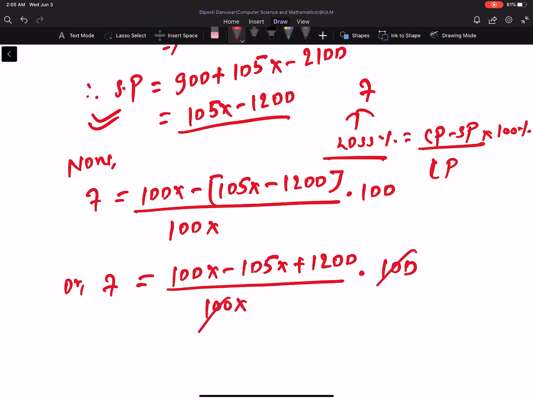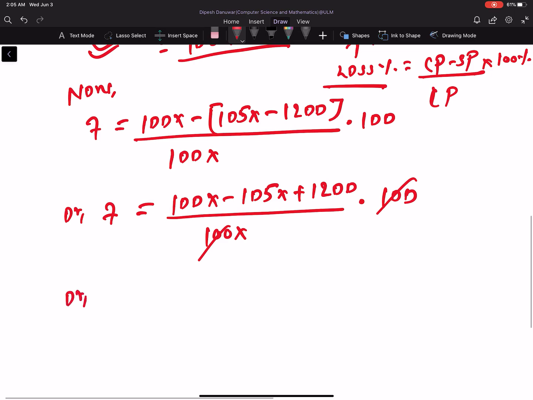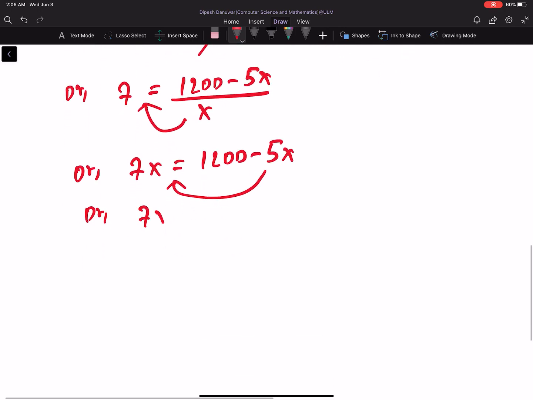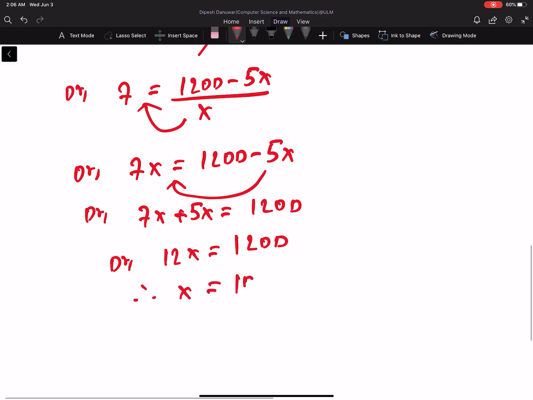This 100 cancels out, so 7 is equal to 100 minus 105, which means negative 5x, plus 1200, that is 1200 minus 5x, by x. So multiply x over here: 7x is equal to 1200 minus 5x. The 5x comes here as positive 5x, so 12x is equal to 1200. Therefore x is equal to 100.